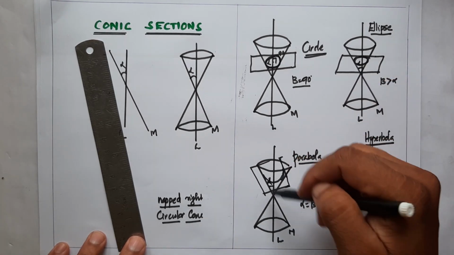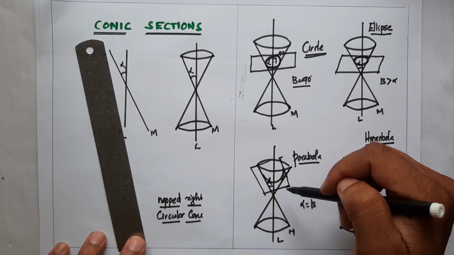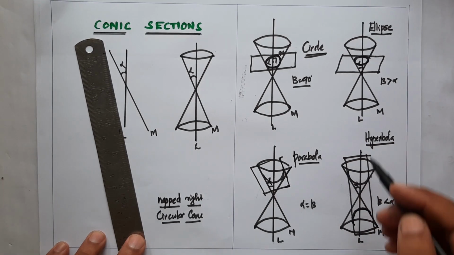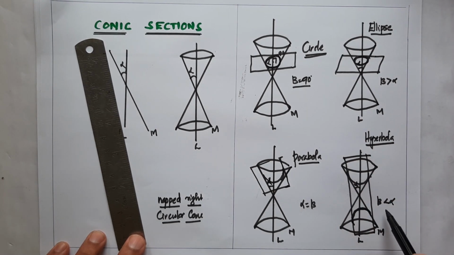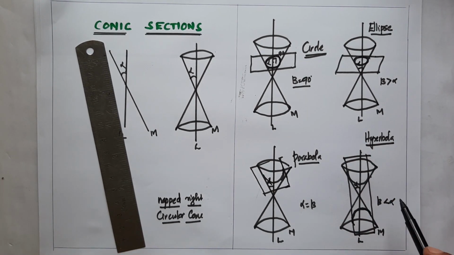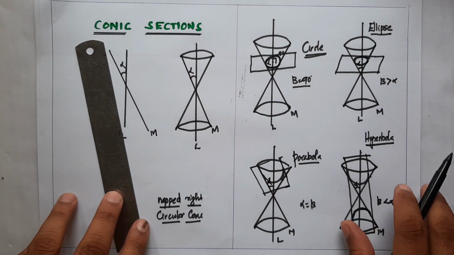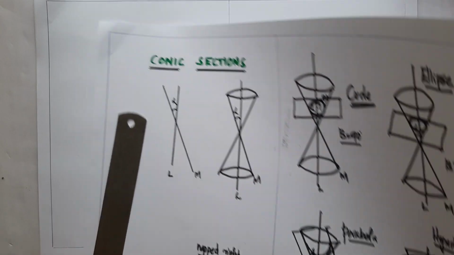Alpha and beta the same angle, when we take a plane section we form a figure called a parabola. And last, if beta is less than alpha, that means the plane making the angle less than alpha, we form a figure called a hyperbola. Okay, now we start our first section, parabola.